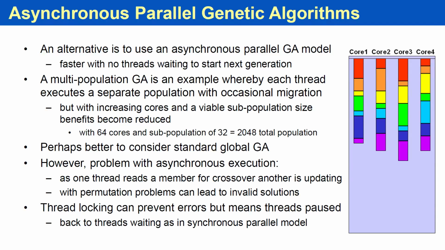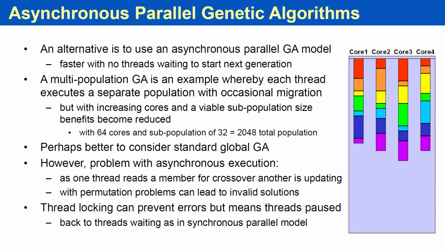But the problem with asynchronous execution is obviously that one thread could be reading a population member for crossover whilst another thread is updating that one on its core. This can lead to invalid solutions, especially for permutation type problems like the travelling salesman problem, where a unique set of numbers has to be in the solution. So you could get the same number in twice, which is an invalid solution for the travelling salesman problem. Thread locking can prevent these errors, but it means that threads are essentially paused, which is almost exactly the same as being in a synchronous parallel model.